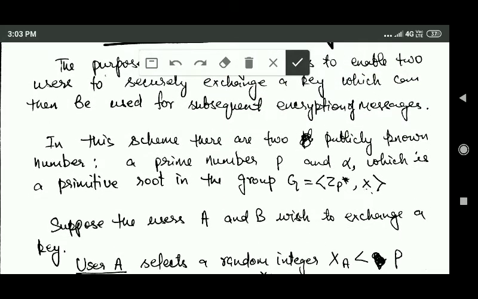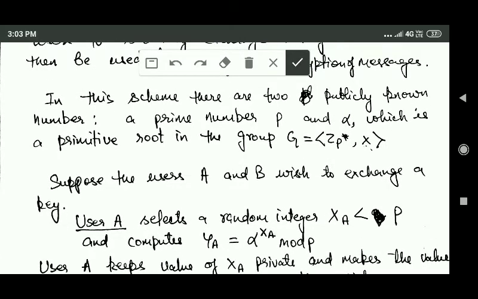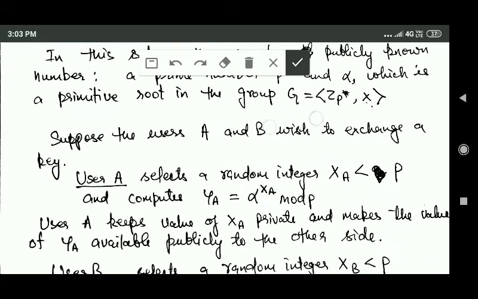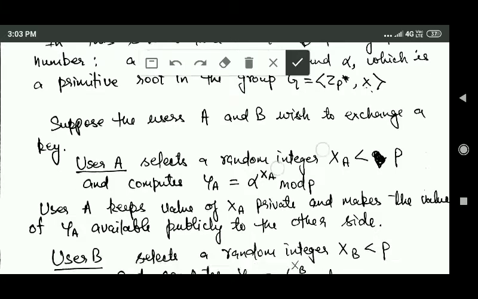In this scheme, there are two publicly known numbers: first, a prime number p, and second, alpha. Here, alpha is a primitive root in the group G, which consists of the set Zp star and an operation that is multiplication modulo p. Now suppose users A and B wish to exchange a key. Then users A and B must know the values of p and alpha.